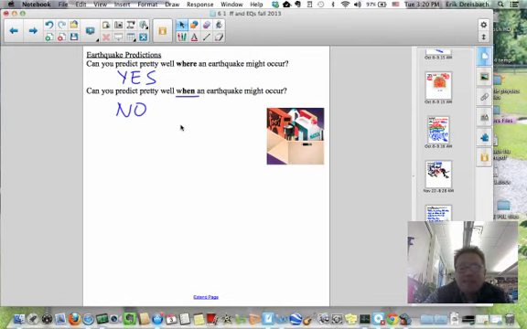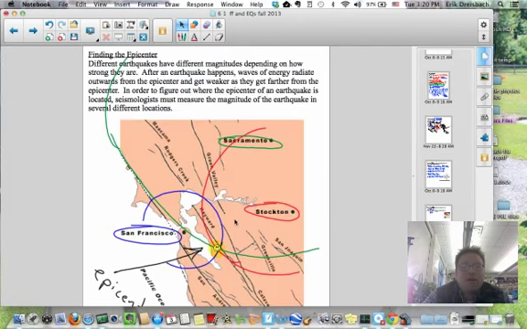It could happen in the next year. It might take 10 years. You're not sure when it's going to occur, but you do know it's definitely going to occur near a plate boundary and much less likely to occur in the middle of a plate. Still can, but not always.